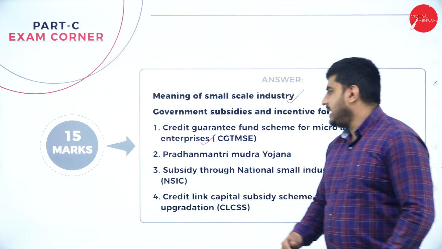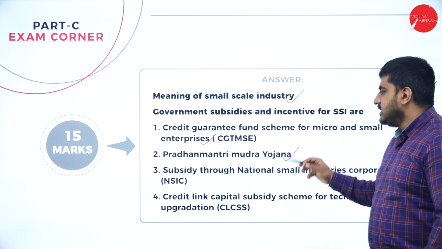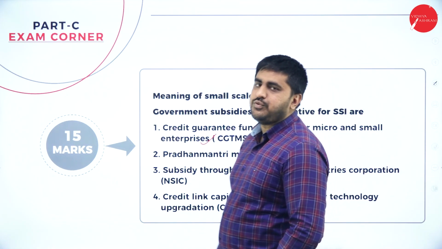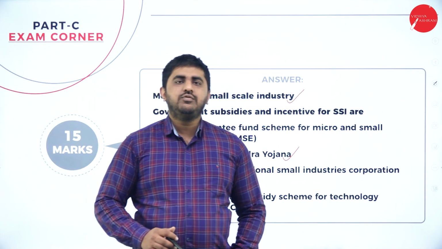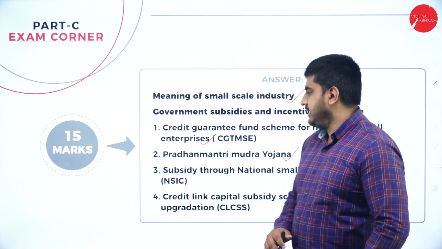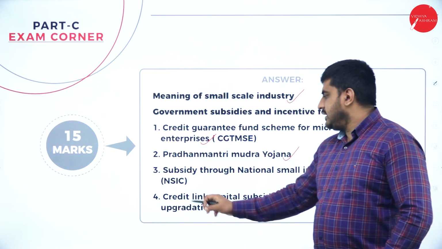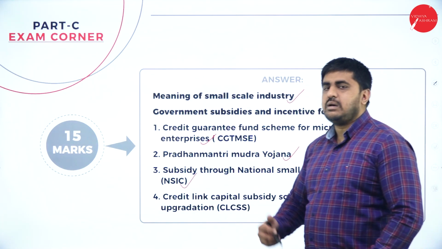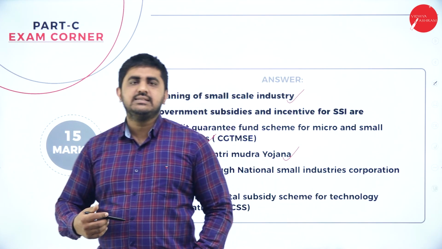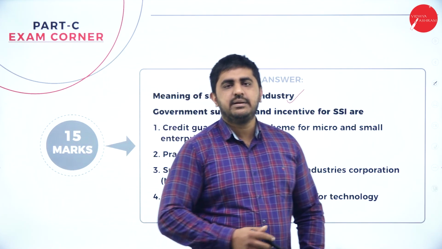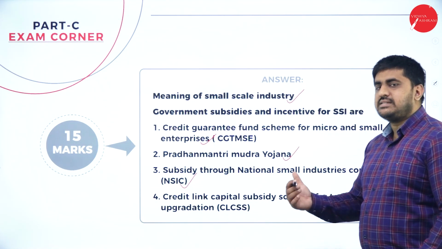So next, Pradhan Mantri Mudra Yojana. So this mainly gives loan up to 10 lakhs for non-corporate and non-farming business. That is the meaning. Next, subsidy through National Small Industry Corporation. That is, small industries get subsidy. That is, some financial assistance will be given to start an enterprise or come out with a manufacturing unit.